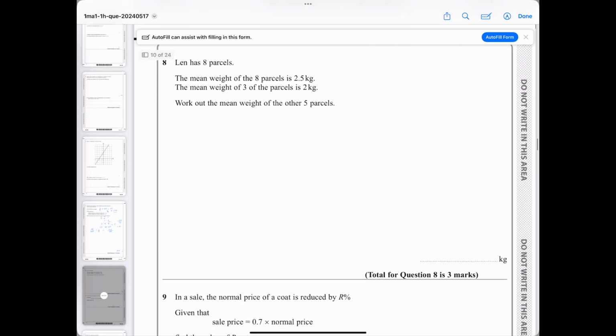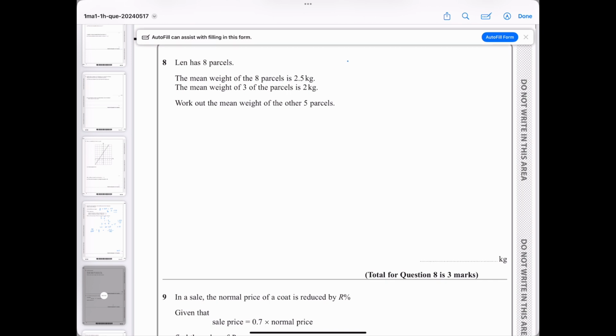Right, Len has 8 parcels. The mean weight of the 8 parcels is 2.5 kilograms. The mean weight of 3 of the parcels is 2 kilograms. Work out the mean weight of the other 5 parcels. This is a classic Edexcel question.